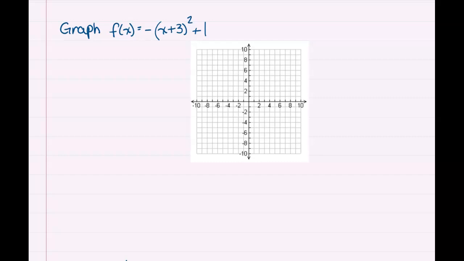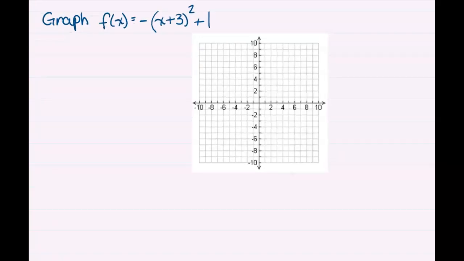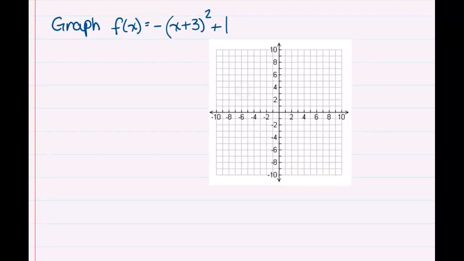Let's quickly review how to graph a quadratic function that has been transformed from its parent function. So first we're going to start off with what does the parent function look like? We can remind ourselves that the parent function is quadratic, which is f of x or y is equal to x squared. We know that it looks like a U, either opening up or down.